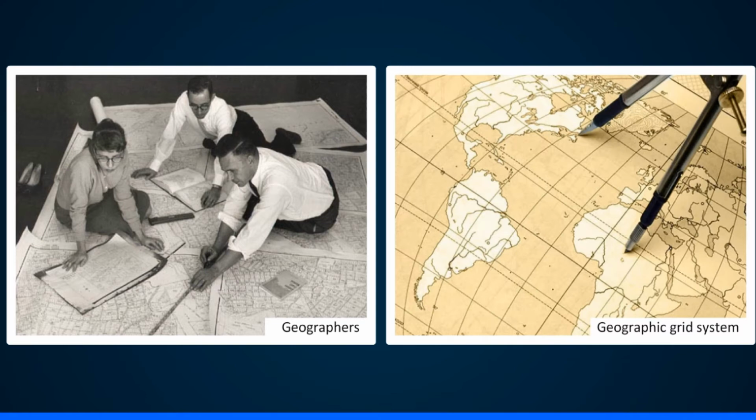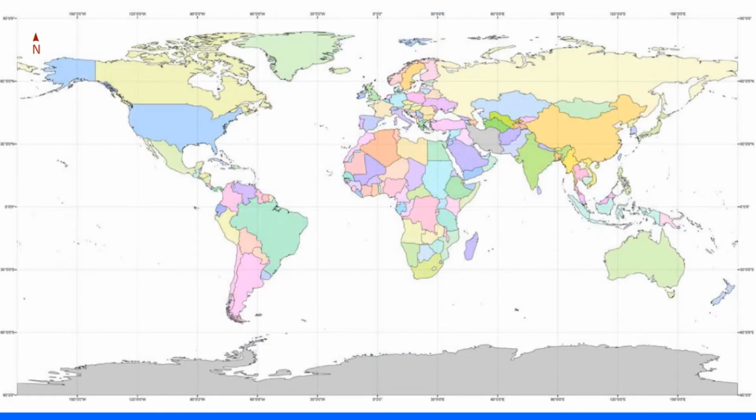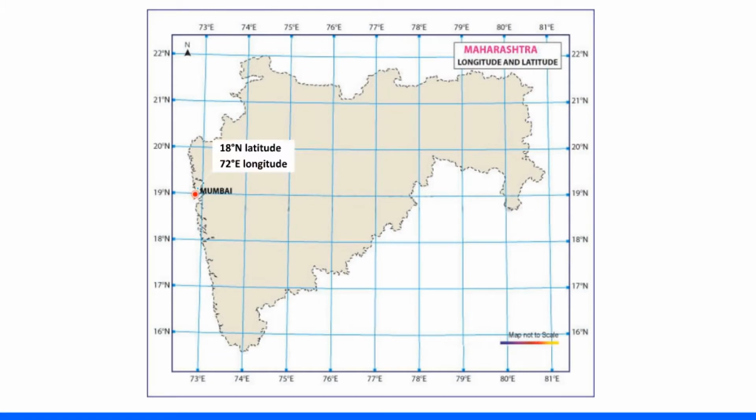Geographers and cartographers use a geographic grid system, with the help of which the location of any place on the Earth can be found. You must have noticed lines crisscrossing a globe or a map. These are the lines of latitude and longitude. They form the grid system called graticule. So, the absolute location of a place would be mentioned as a latitude number followed by the longitude number. For example, the absolute location of Mumbai on the globe is 18° north latitude and 72° east longitude.